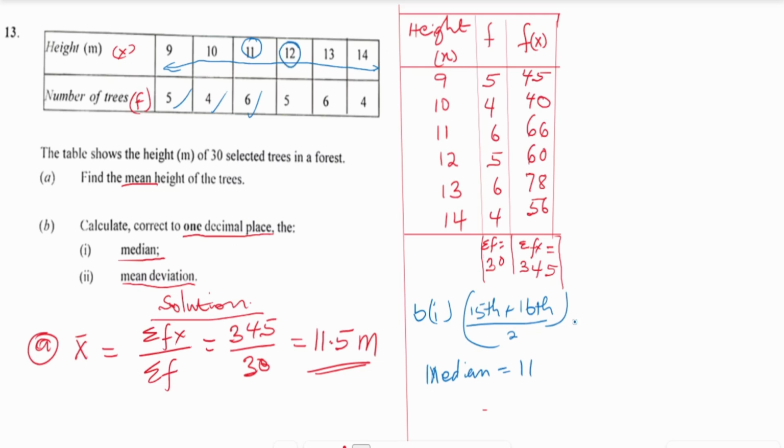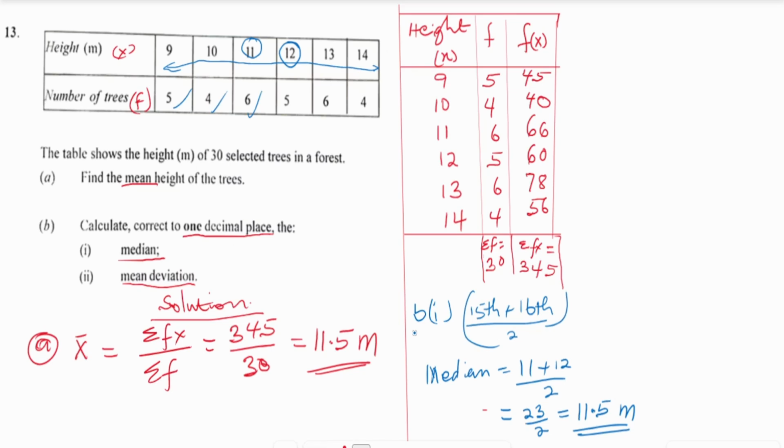So 5 of the trees here have the height 12 meters. But I just need the first one. So plus 12 divided by 2, because they are even, of course. And that will give me 23 over 2, which is 11.5. The median height of the trees is 11.5 meters.